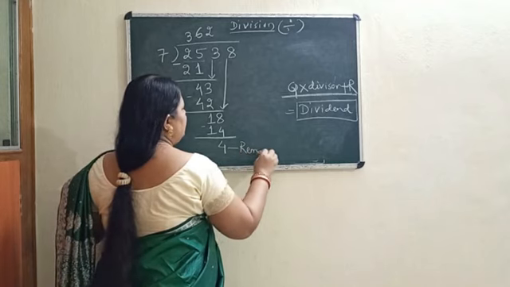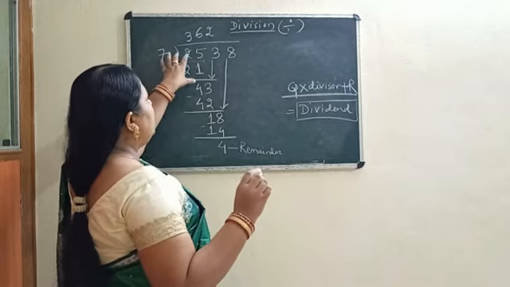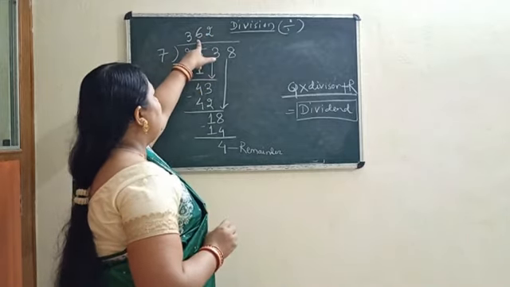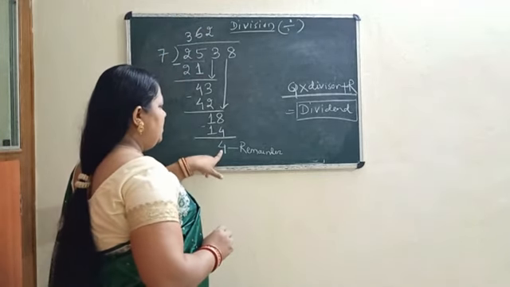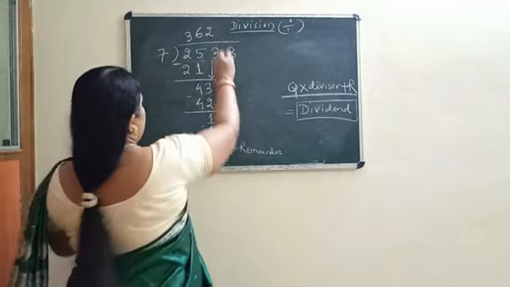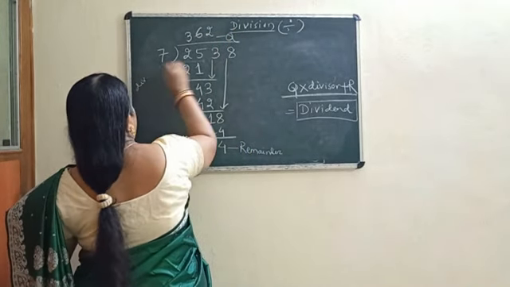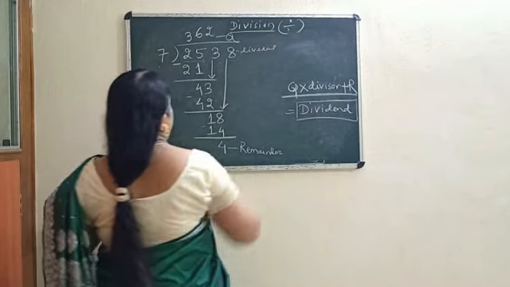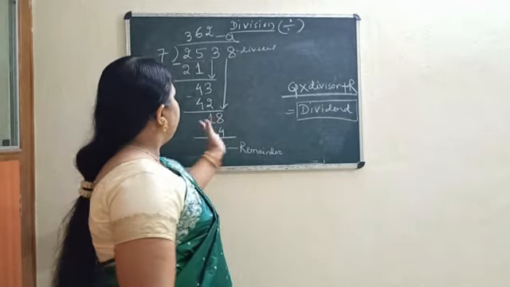It means how much is left after sharing or splitting the number, or after dividing these numbers equally. We got 4 left only. This is called your quotient, this is your divisor, and this is your dividend. Clear? Then check with this process.